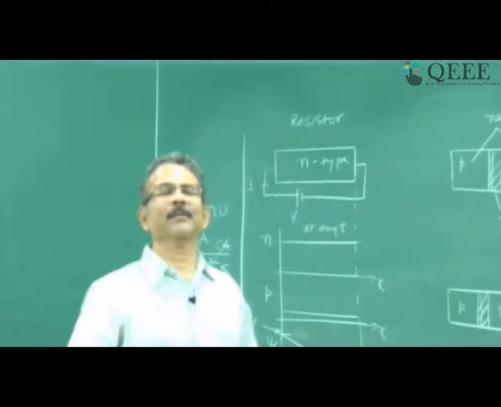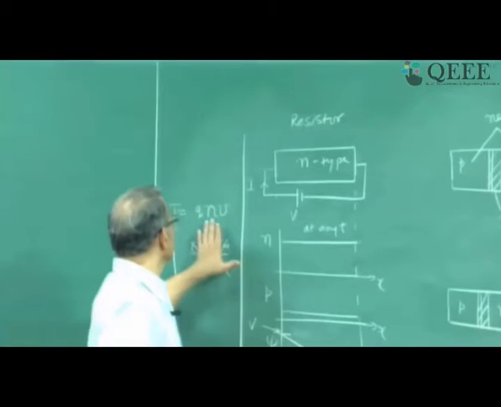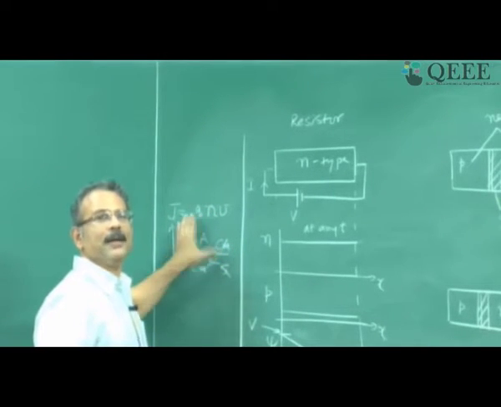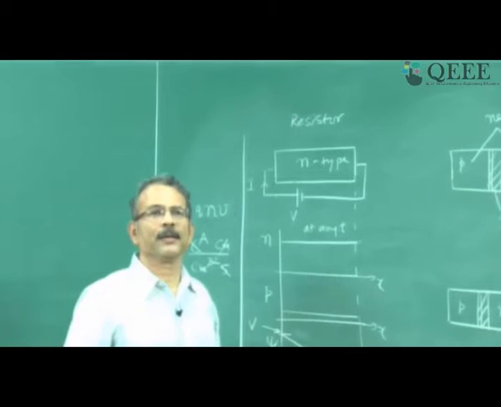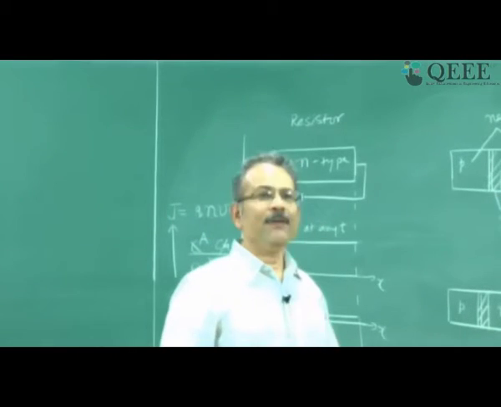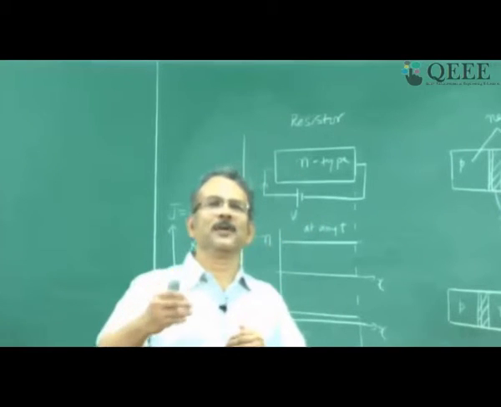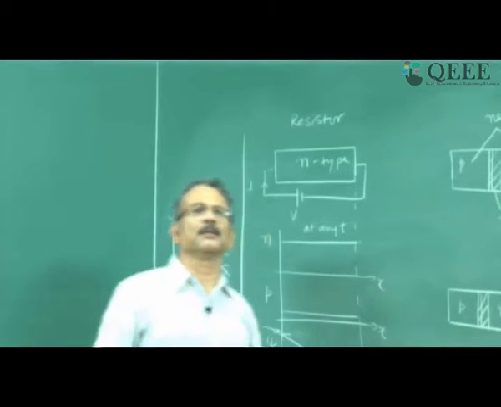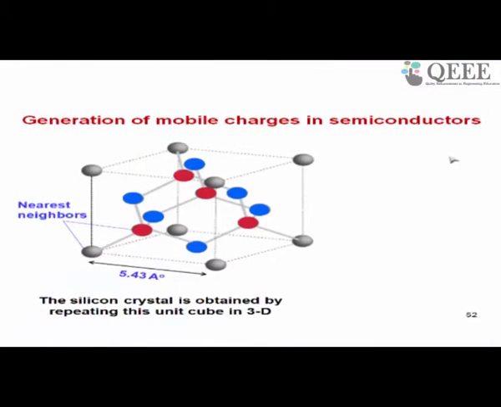Therefore, to begin with, I must know how mobile charges are created in semiconductors. Okay, let us begin with that. Then we will move on to complicated situations like a p-n junction and a bipolar transistor. First, let us take a simple uniform semiconductor. Let us understand that. Here is the atomic arrangement of a semiconductor, namely silicon. Please pay particular attention to this arrangement.